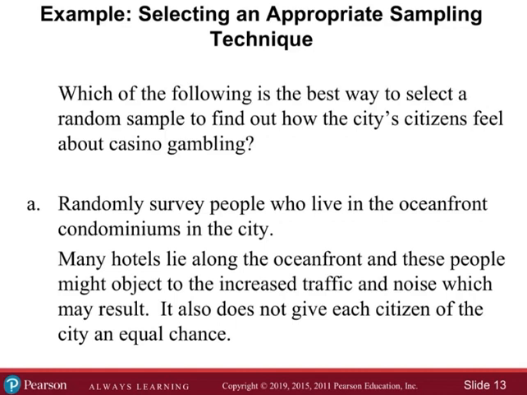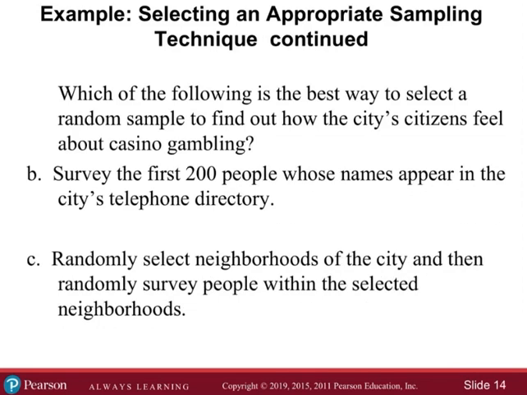Many hotels lie along the oceanfront, and these people might object to the increased traffic and noise which may result. It also does not give each citizen of the city an equal chance. Okay, so that's not a good idea. Survey the first 200 people whose names appear in the city's telephone directory.